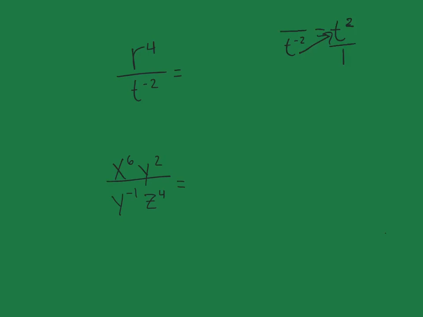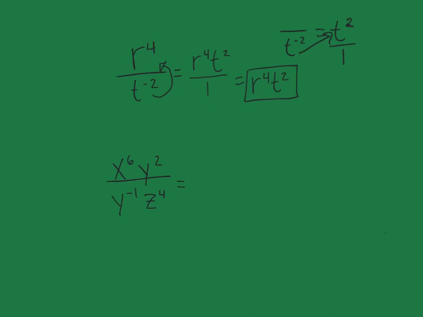So if I have r to the power of 4 divided by t to the power of negative 2, I can make this t exponent positive by bringing it to the top of the fraction. So we have r to the power of 4 times t to the power of positive 2 over 1. There's nothing left on the bottom. We canceled it out. And we don't really need that 1 on the bottom, so this would just equal r to the power of 4 times t to the power of 2.